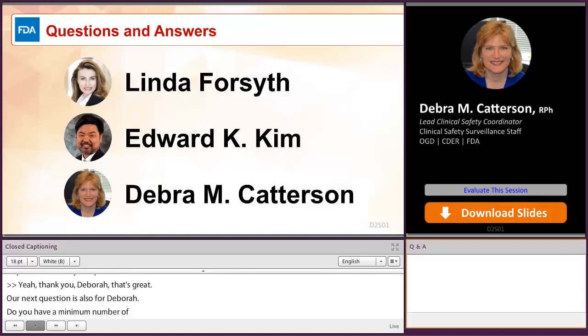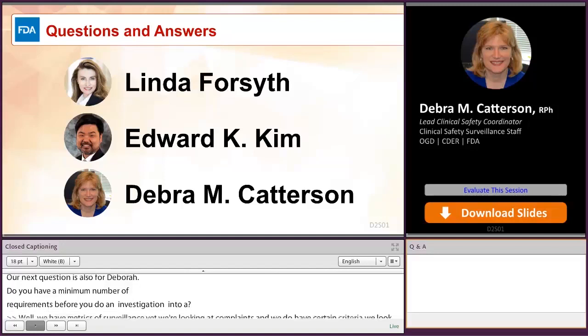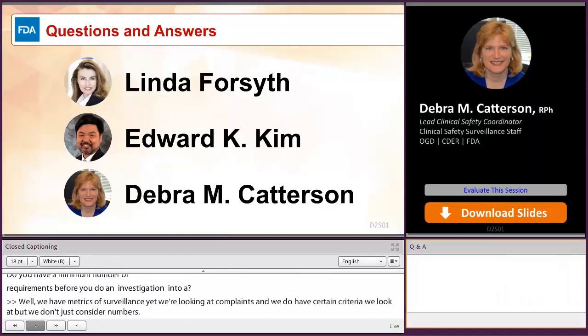Well, in Ed Kim's group, the data team, we have metrics of surveillance that we're looking at, numbers of complaints, and we do have certain criteria that we look at, but we don't just consider numbers. I guess the easy answer is it depends on the product. Sometimes complaints are so compelling that they immediately get our attention.